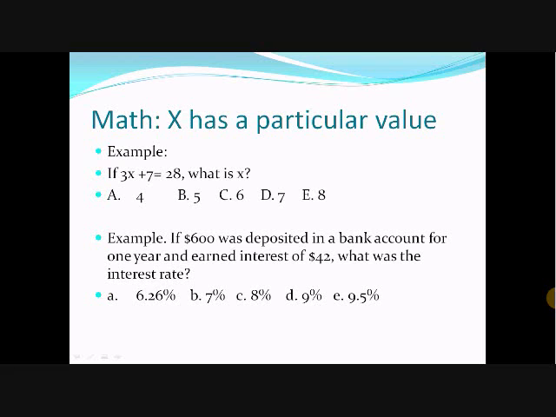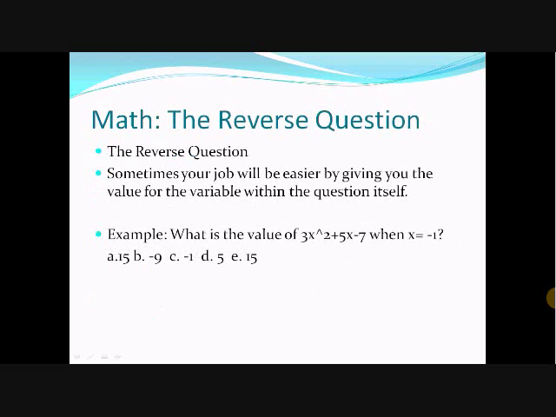Here are some examples of problems where x has a particular value. If you look at 3x plus 7 equals 28, you see in the answer choices, x has a value. It's the same way in this second problem, x has a particular value. Now sometimes they'll give you the reverse question where they tell you what the value of the variable is. For instance, what is the value of 3x squared plus 5x minus 7 when x equals -1? You're in luck, you just need to plug in that -1 in order to get your answer choice.